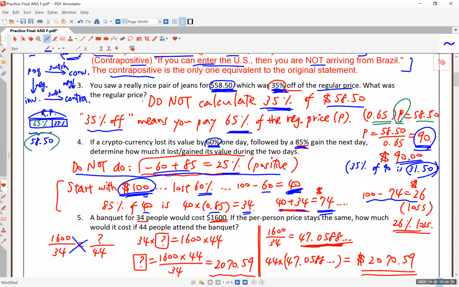That's a loss of $26, right? $26 out of 100 is 26%. So instead of gaining 25% over 2 days, you actually lost 26% over the 2 days. Now, this number is not something you can just come up with at random or just write down the answer. You have to actually do some analysis like this in order to come up with this correct answer. Okay, I have to see your work on your exam to give you full credit. But as I said before, if you do negative 60 plus 85 is equal to 25% gain, you will get no credit, no partial credit.